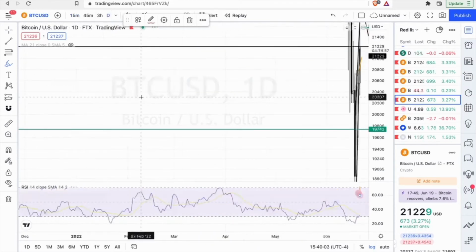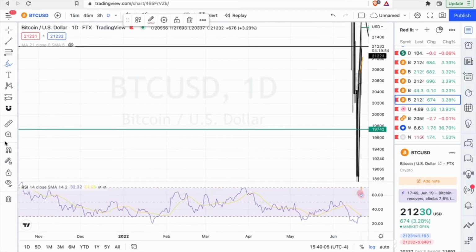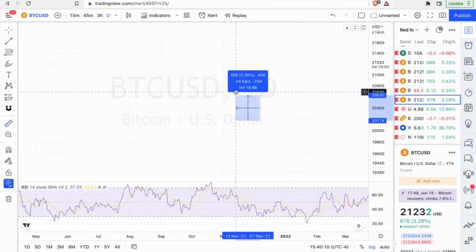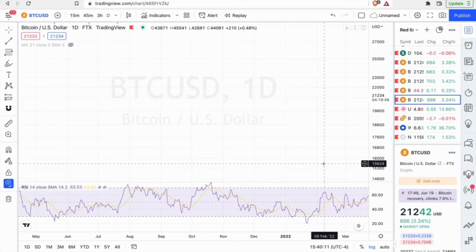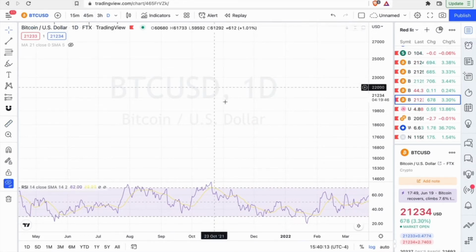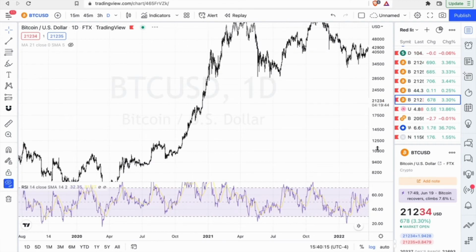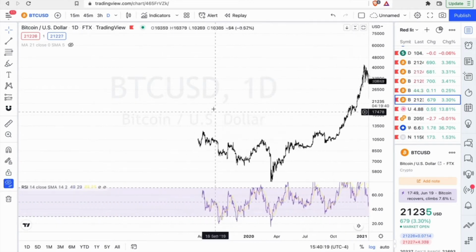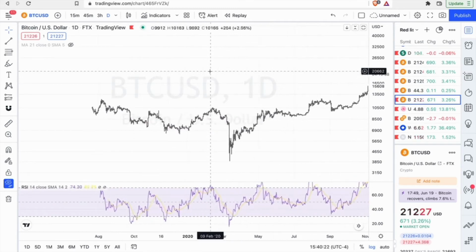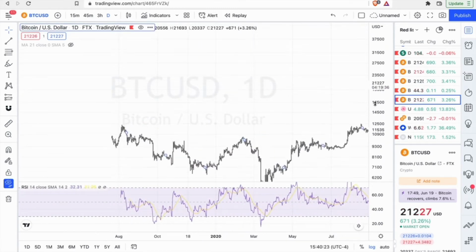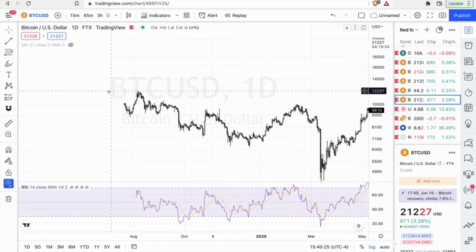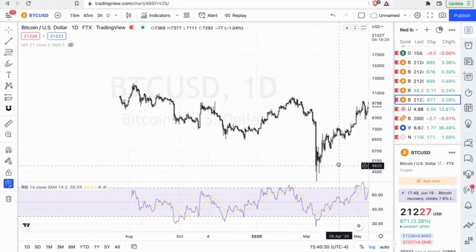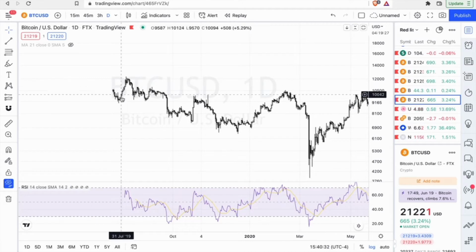Something else we should probably look at. Let me see if this works. Okay, it works. Let's look at previous bear markets, right? So just from this 2019 bear market when we came down to the 30K, notice it's kind of like the same thing.